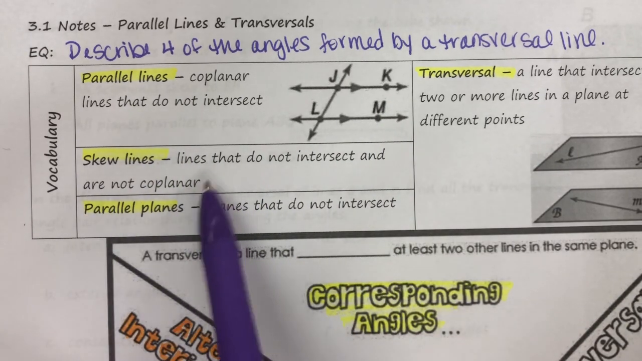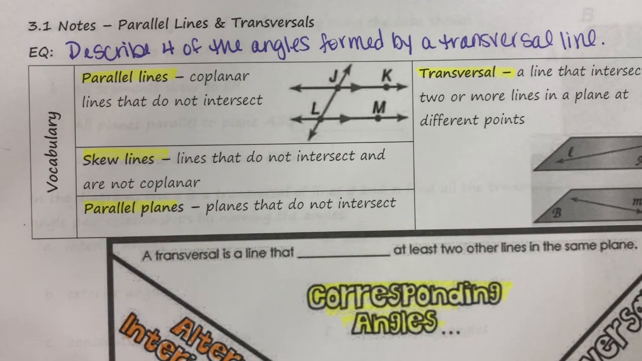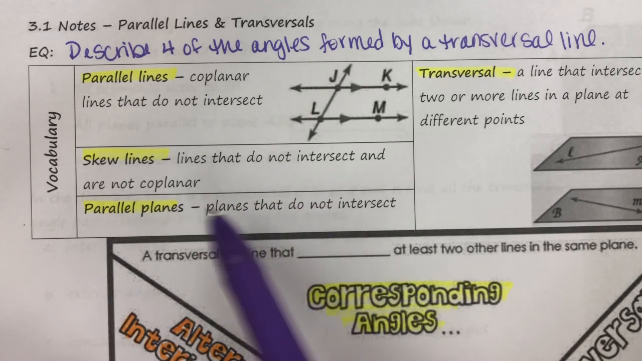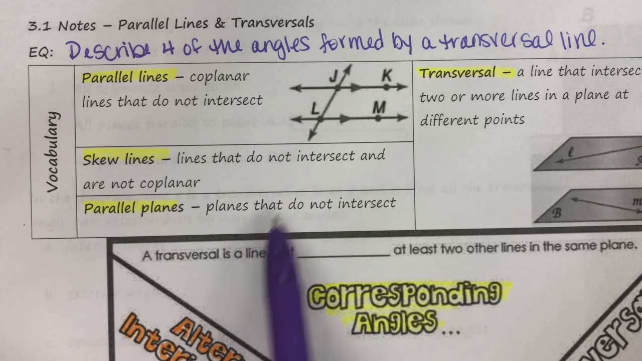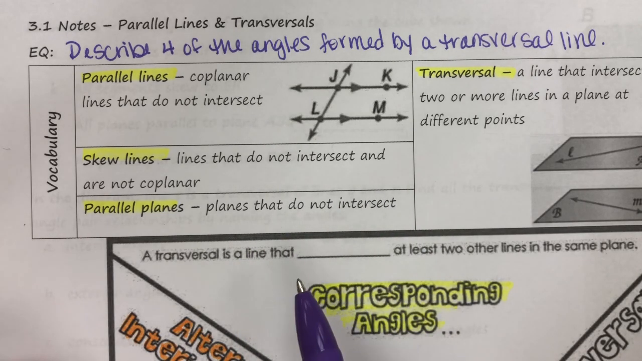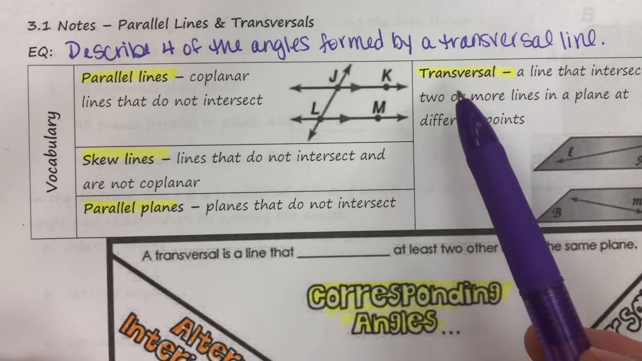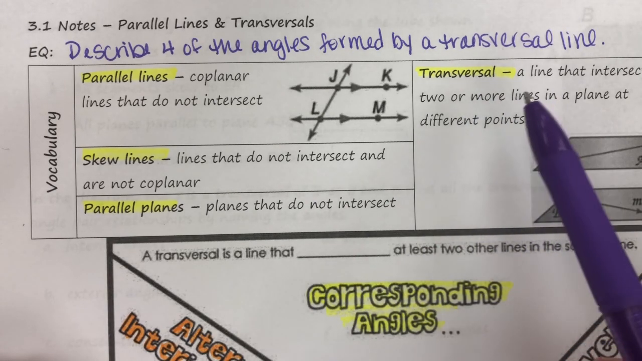Skew lines more apply to 3-dimensional shapes. Skew lines are lines that aren't parallel, but they never intersect. And we'll get into that much more a few lessons later on when we involve 3-dimensional shapes, but that is a vocab word you'll need to know then. Parallel planes, just like parallel lines, are parallel flat surfaces that never intersect each other. Think about a box, the top and bottom of a box, they never cross.